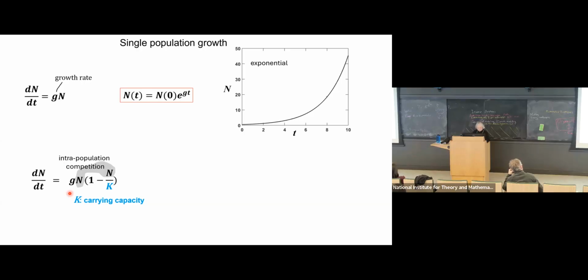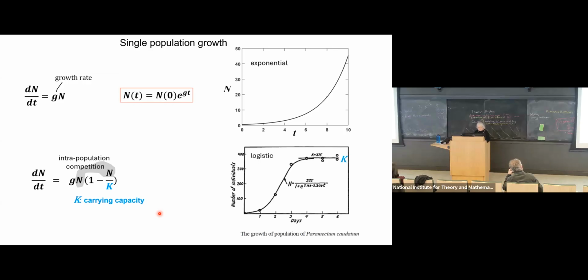So the first part is exactly the same as exponential growth. And the second part is sort of like competition, right? It's a negative, and it's n times n. So it's an intra-population competition. And the k is the carrying capacity. So the curve looks like this, right?